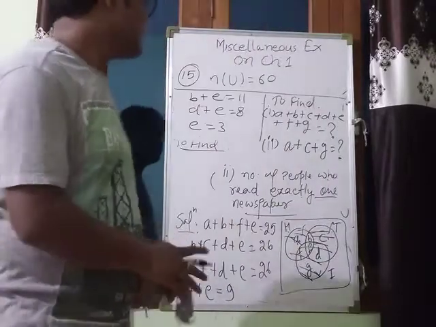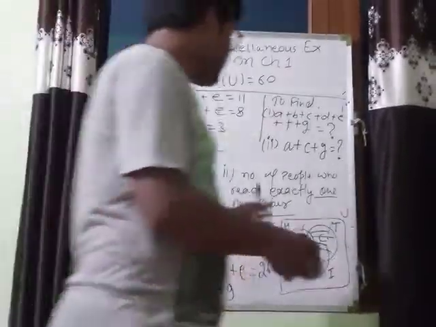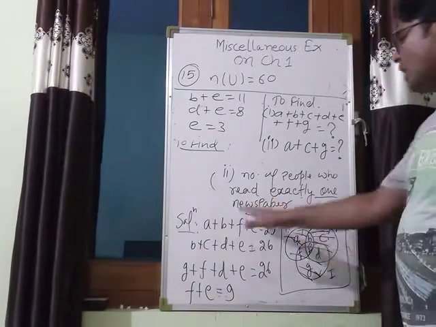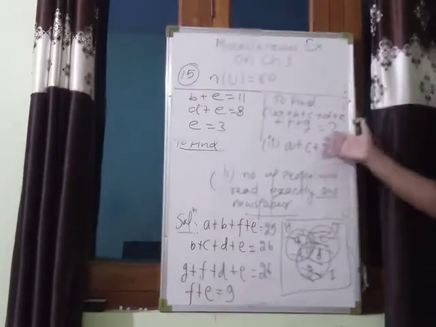Okay, so by using a Venn diagram we will write all the givens and what the question asked.